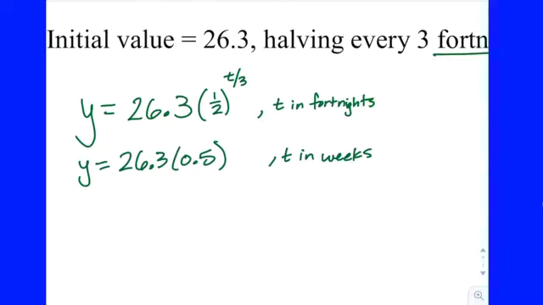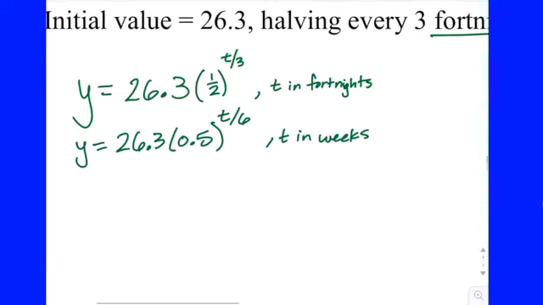What would the new exponent be? T divided by 6. Good. If 3 fortnights is the time, and every fortnight is 2 weeks, that's 3 times 2, that's 6. That's t divided by 6. Now t is in weeks. All right, what if we want to do t in years?